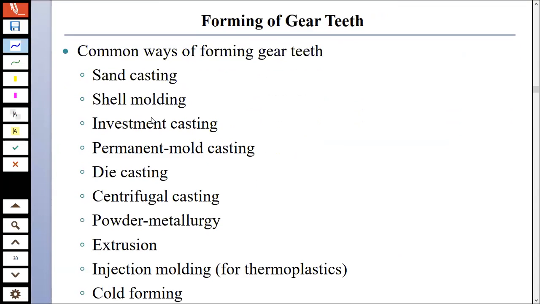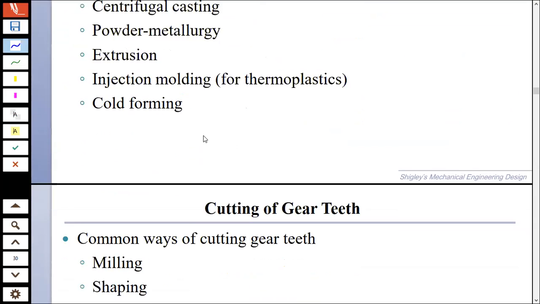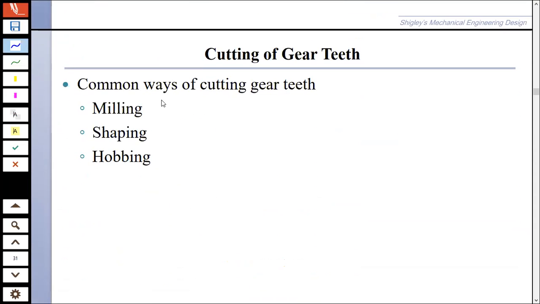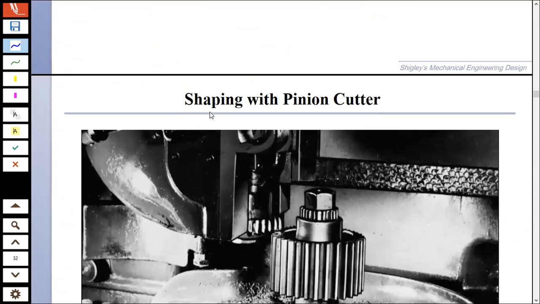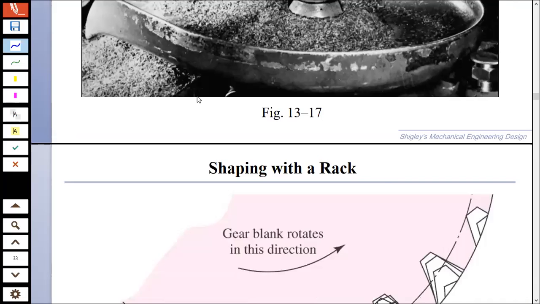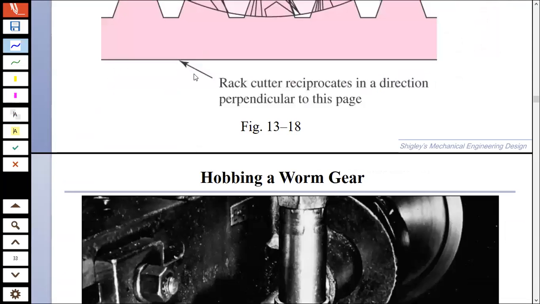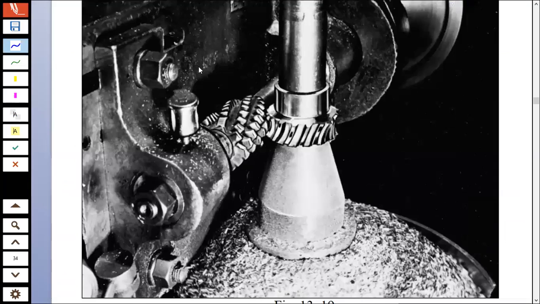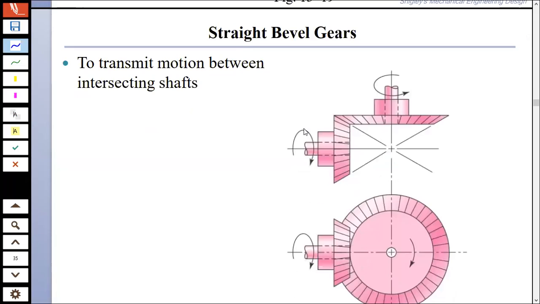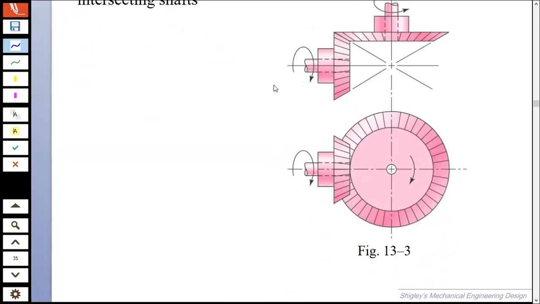Forming of gear teeth, I would ask you to look at this. There are different ways: sand casting, shell molding, investment casting. You can also cut teeth by machining, which is milling, shaping, and hobbing. I would say you should probably look at these. There are some pictures over here for how gears are cut. There are standard cutting tools, multi-tip tools, and you can use them.